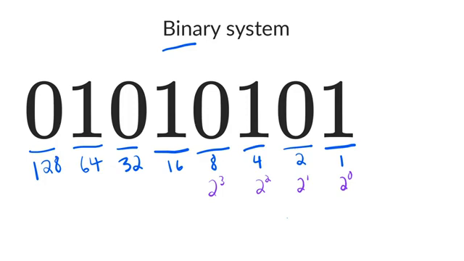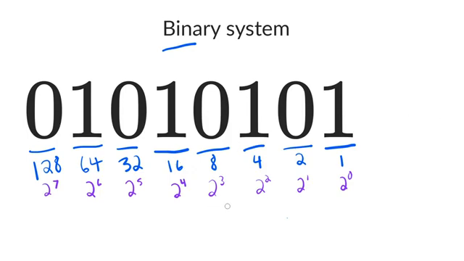Another way of doing this is to calculate the powers of 2. So this place is 2 to the 4th, which is 16. This is 2 to the 5th, which is 32. This is 2 to the 6th, 64. And this is 2 to the 7th, 128. Okay, so now we know what each place represents. Now we can add these numbers up.